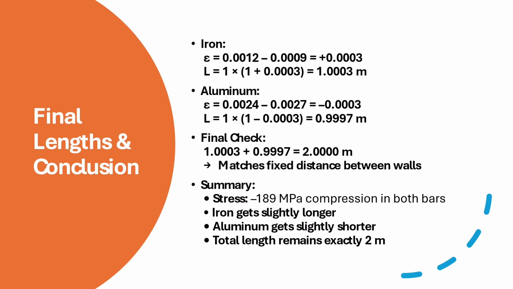In summary, both bars develop 189 megapascals of compressive stress, and the iron bar becomes slightly longer, and the aluminum bar becomes slightly shorter, and the total length remains exactly 2 meters.